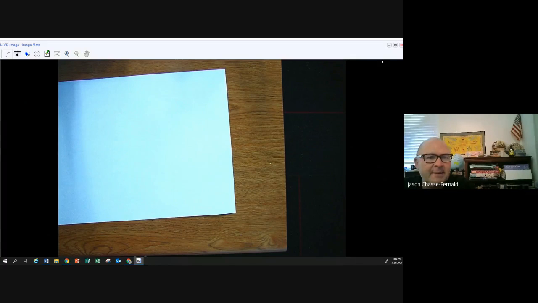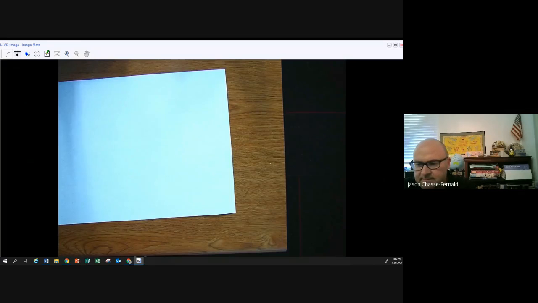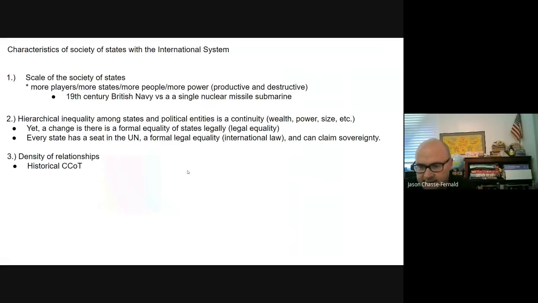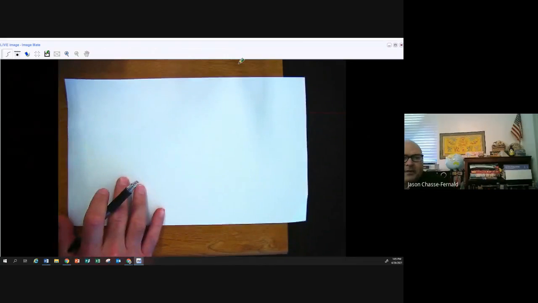And since the time I opened this, apparently it has frozen. So I apologize, I'm going to have to reopen this thing. All right. So let me shut this down if it will allow me to. I'm going to shut everything down and let me reopen this. And I just want to run through some historical examples of how long exactly the international system has been in place. All right, so reopen. Here we go. All right.